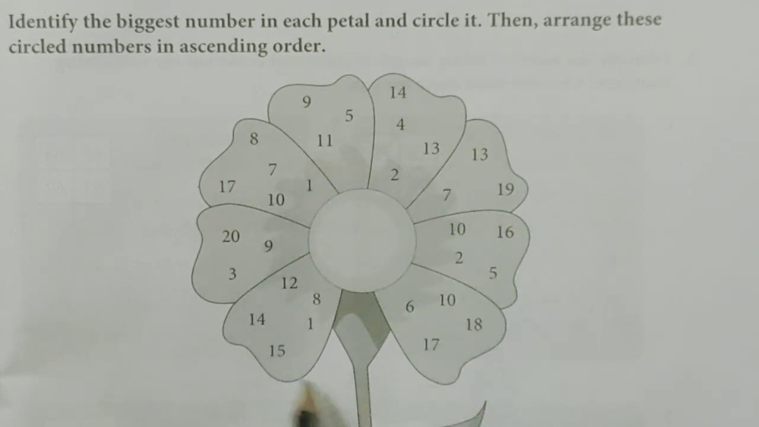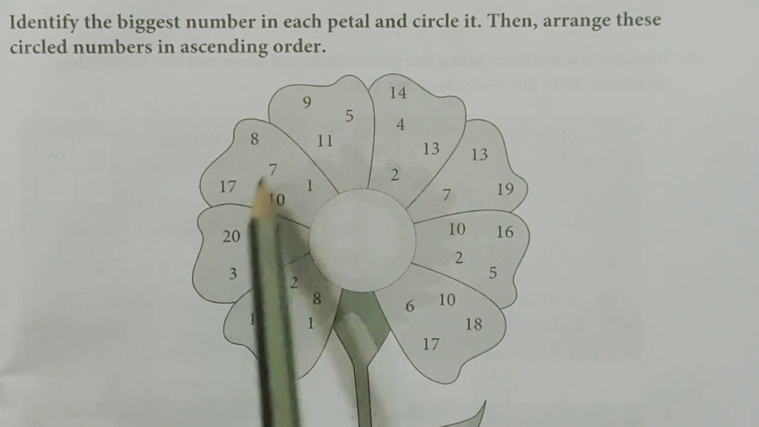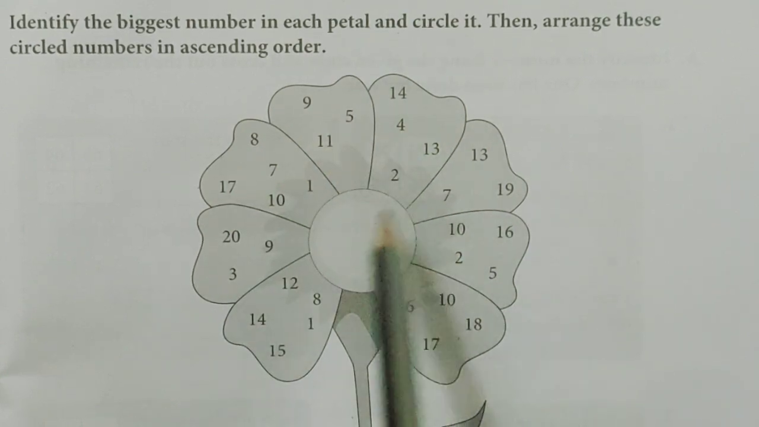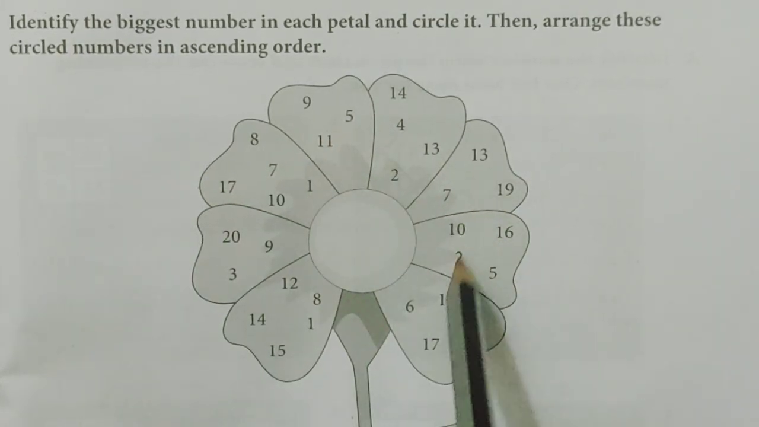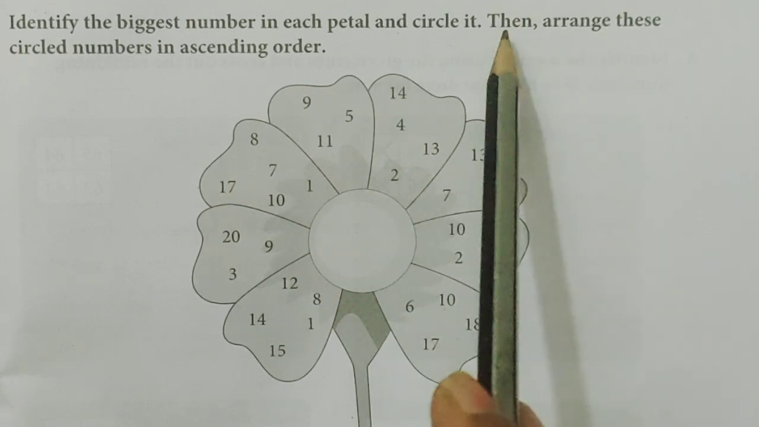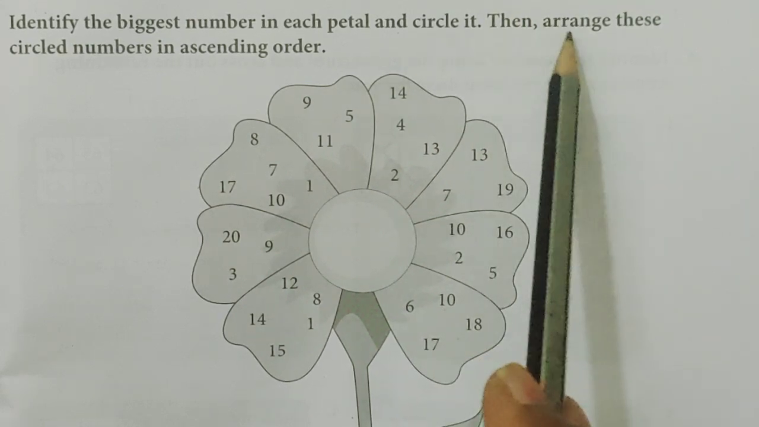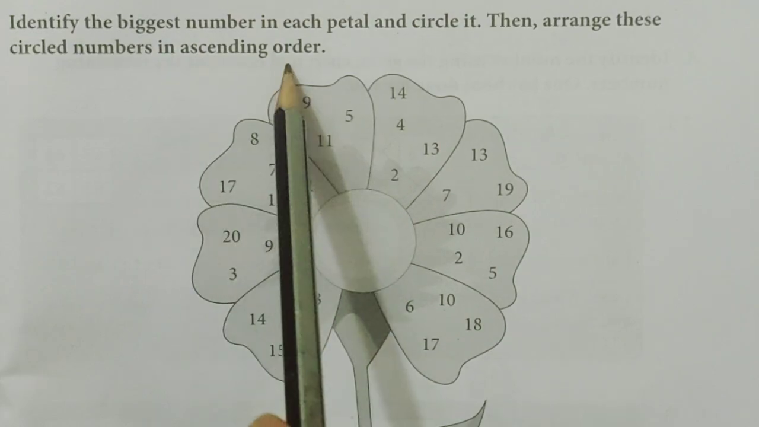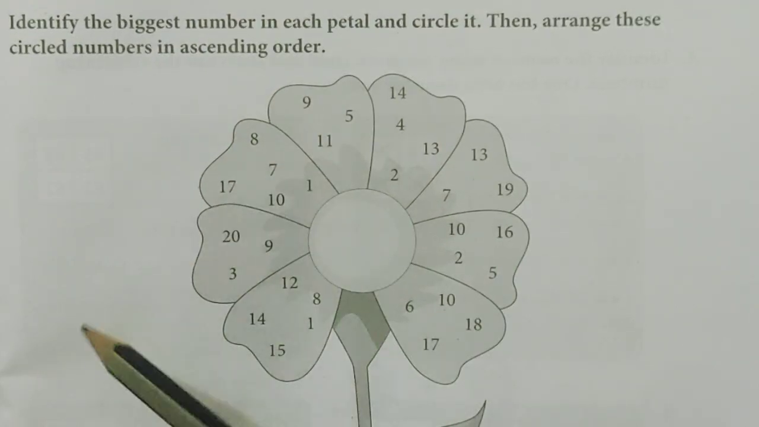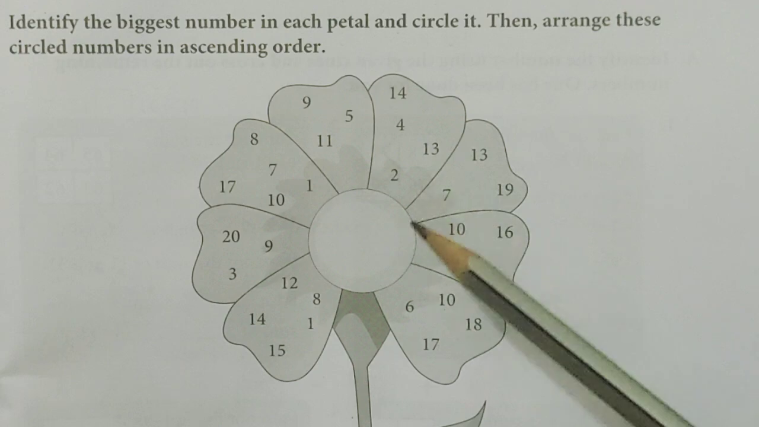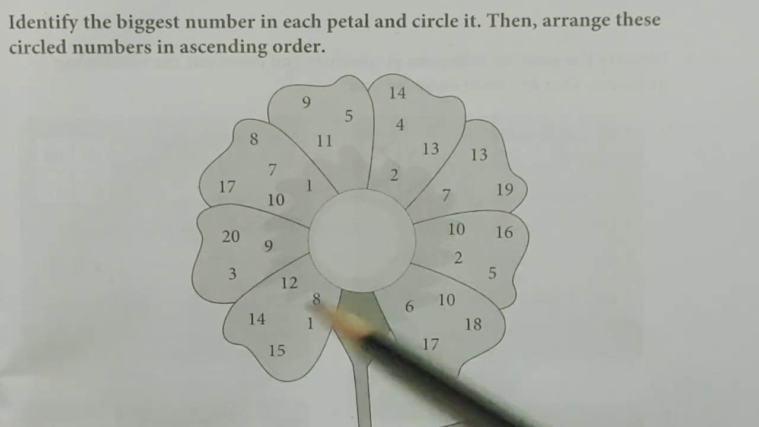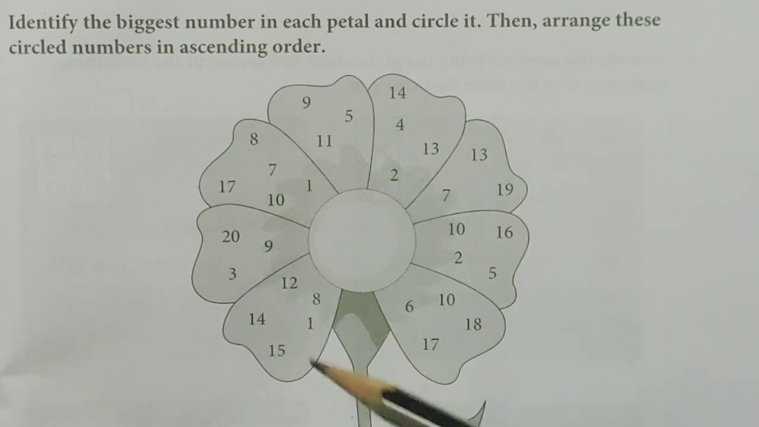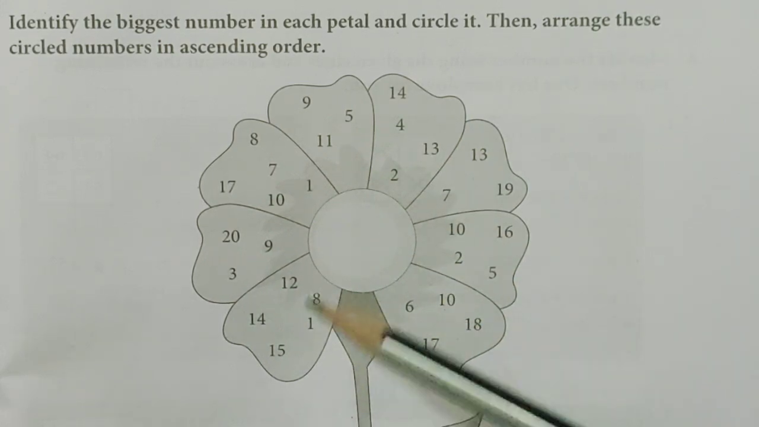Here a flower is given, and there are numbers on the petals. You have to identify the biggest number in each petal and circle that one. And one more thing is given here: then arrange these circled numbers in the ascending order. That means we learn in the classroom from the textbook, but we have to think critically and use our knowledge practically.